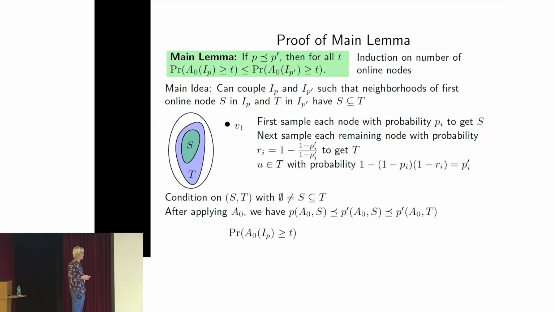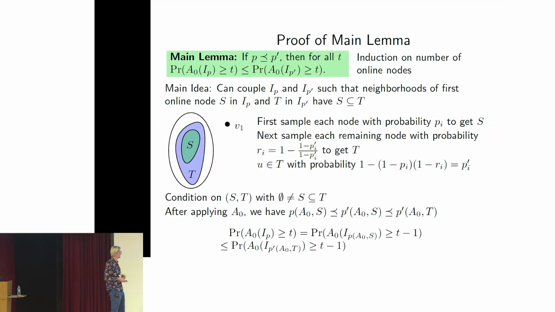So now it's easy to finish the proof. So we essentially did the same as we did on the last slide. We look at what's the probability that min predicted degree on IP is at least T. Well, that's the probability that on the reduced instance, where we have this remaining probability vector, it is at least T minus 1. Now we apply the induction hypothesis, and we translate back to the probability that A naught on IP prime is at least T. Yeah, and I'm doing this conditioning on S and T. The main point is that since this holds for any choice of S and T, it also holds unconditionally. Yeah, so that's a sketch of the proof.